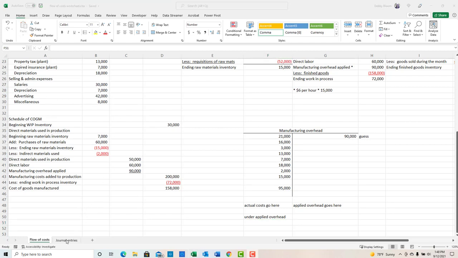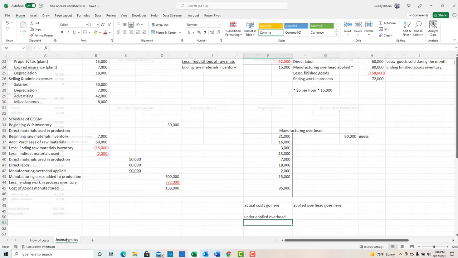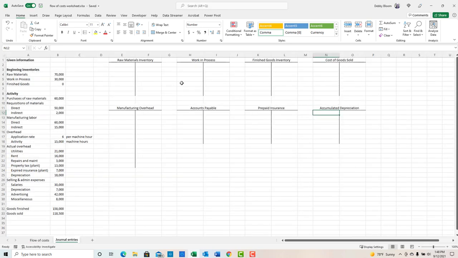So now I'm going to click on the tab that says Journal Entries. You can see here that I set up several T accounts. Our beginning raw materials inventory is incorrect. Instead of 70,000, that should be 7,000.